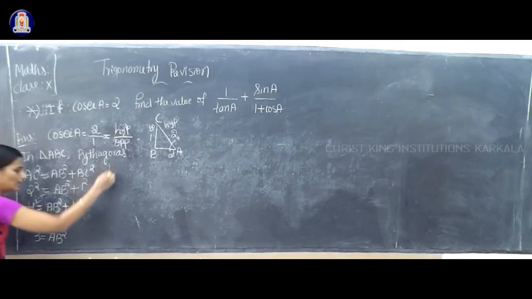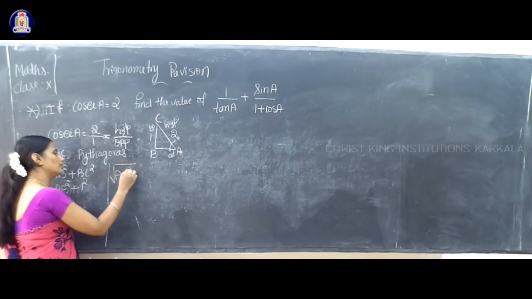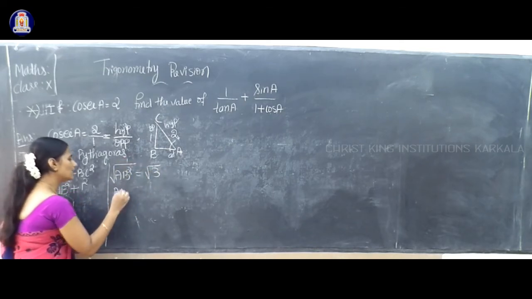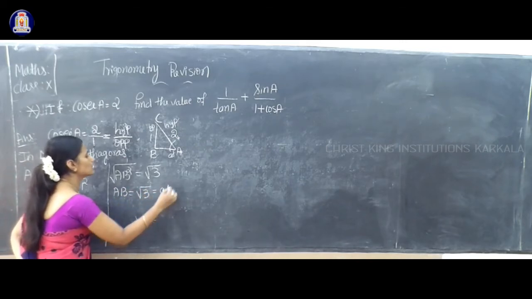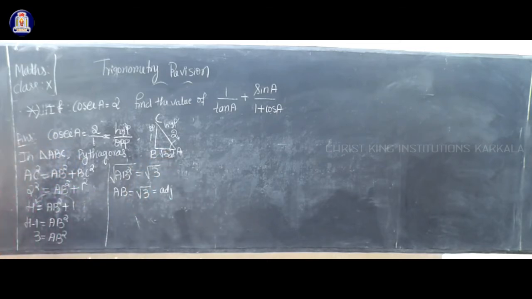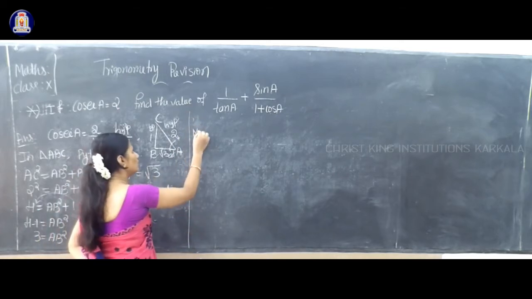So I need AB. So AB is what? Take the square root of that. That is square root of 3. Square and square root cancel. This AB is equal to square root of 3. Square root of 3 is the adjacent side. So what is the adjacent side? Adjacent is square root of 3. So now to find this one. So now what to find here?